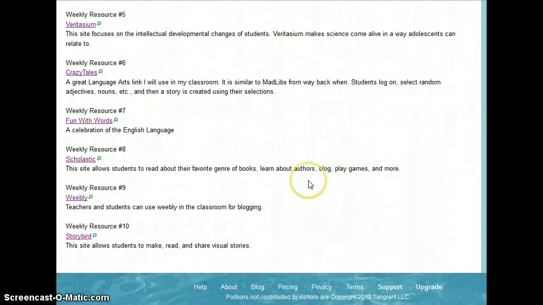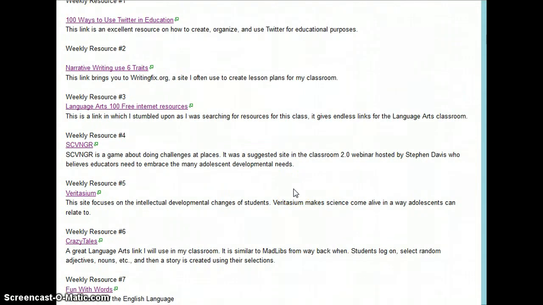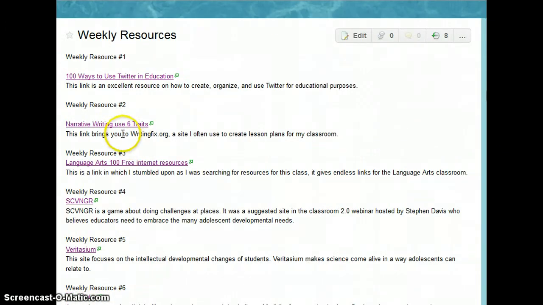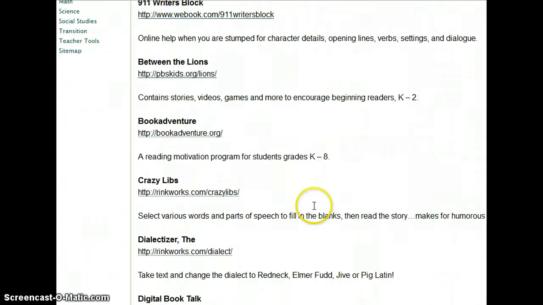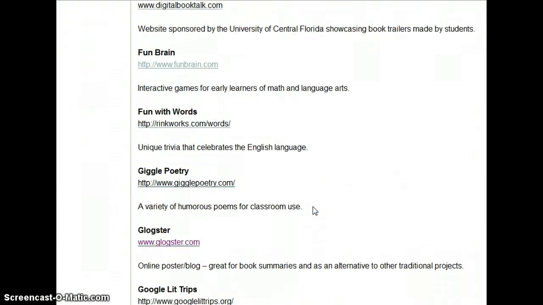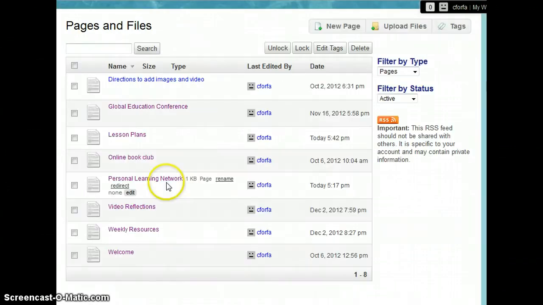One in particular that I'd like to highlight is 100 free internet resources for real teachers. This is a link I stumbled upon as I was searching for resources for the class. It gives endless links for Language Arts classrooms. Clicking on the link brings you to 100 plus free internet resources for real teachers in real classrooms. You can scroll through and it's endless how many resources are available there.